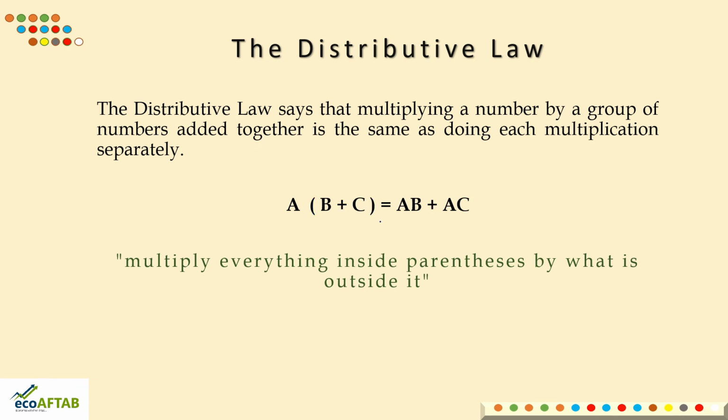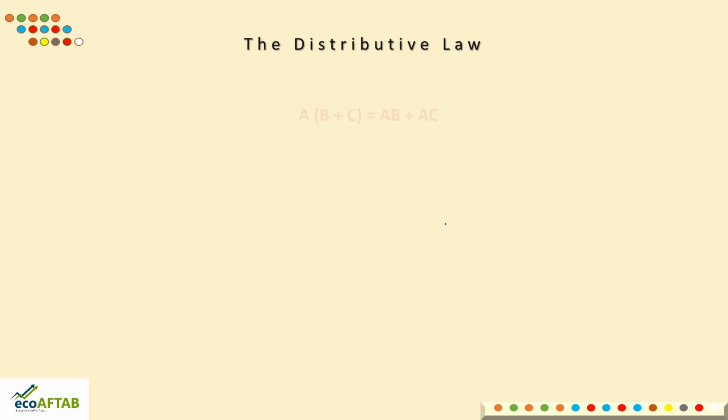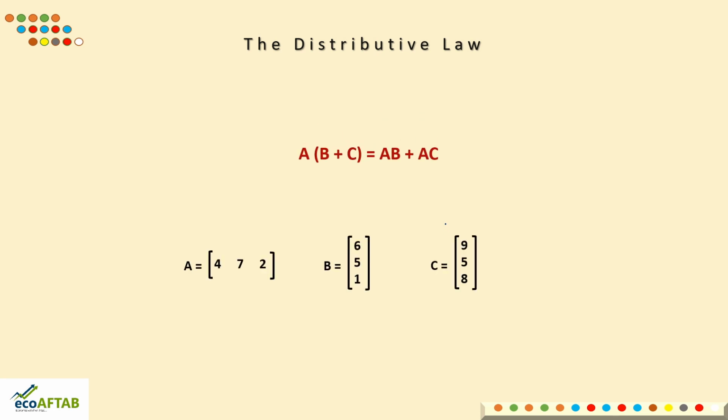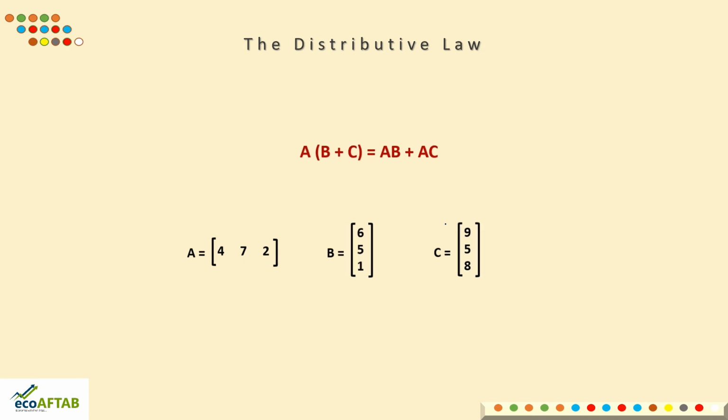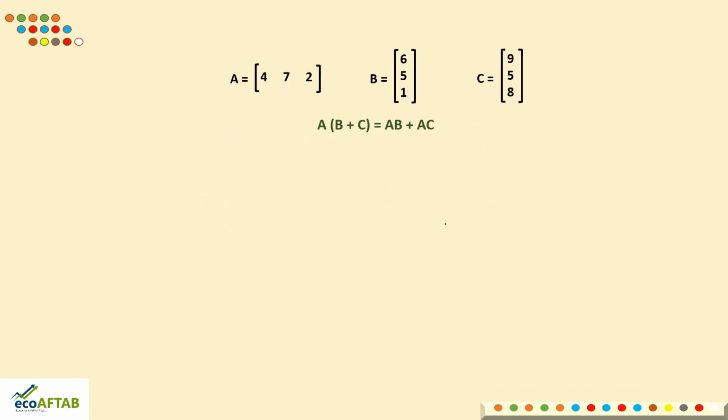Here we need to check whether, if we first add two matrices and then multiply with another matrix, it will be the same as the product of two matrices added to the product of another two matrices. This is the distributive law. I have taken three matrices A, B and C, and let us see whether this particular law holds good or not. So let us start.